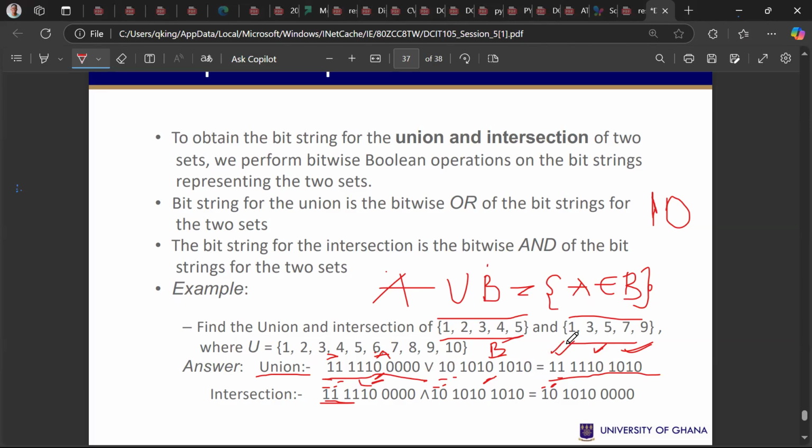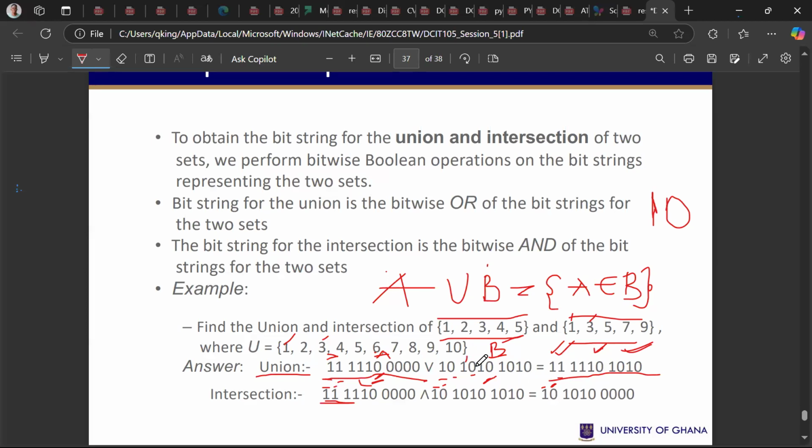Now set B is 1, 3, 5, 7, 9. And so we have 1 in the universal set, and 1 is also here. We have 2, but 2 cannot be found in set B, so it is represented by 0. So we have 3. 3 is also seen here, so it is represented by 1, which can be seen here. And then it goes on and on.